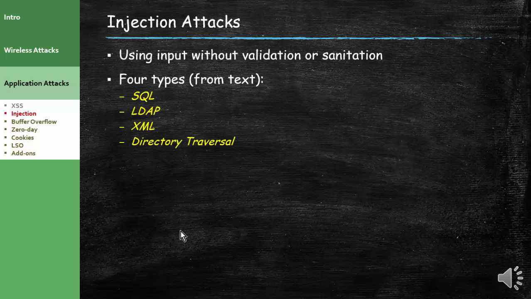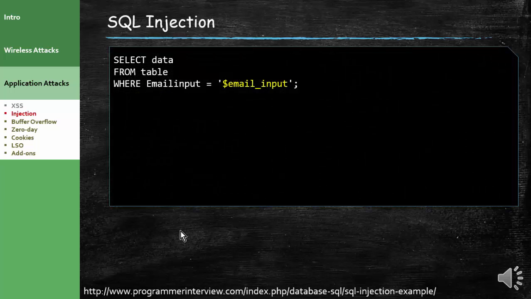That's the one that most people are familiar with. LDAP, not so much. LDAP's been around for a long time, but it's just now starting to pick up steam in the web application world. XML's been around for a long time, and we can attack that as well. And then we have directory traversal. So I'll talk about these four. Let's start with SQL, which is the most common, I think. And I got this from the web.